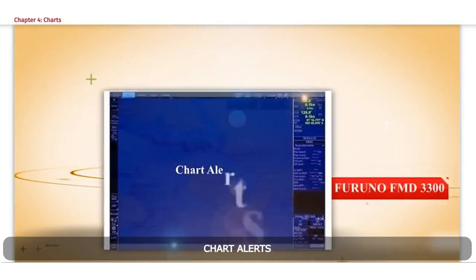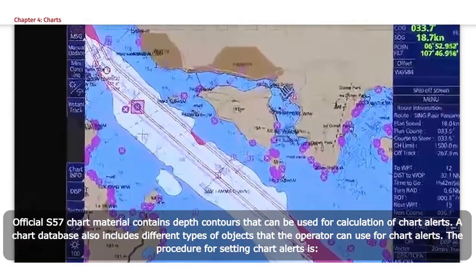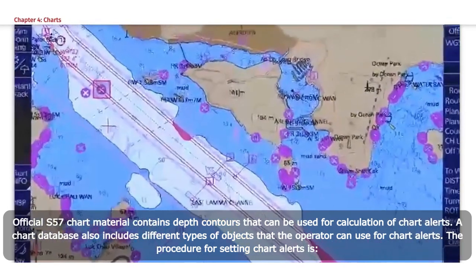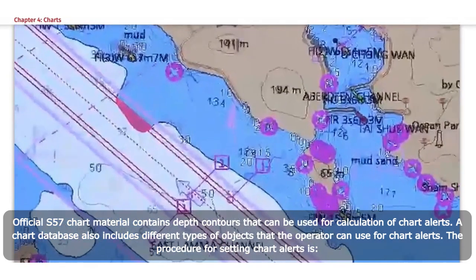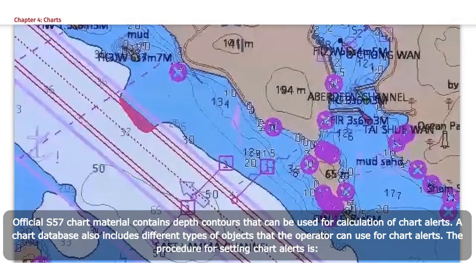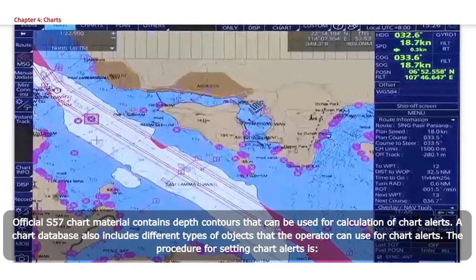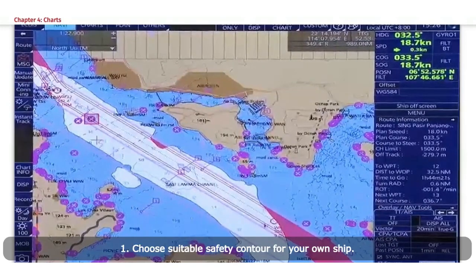Chart alerts. Official S57 chart material contains depth contours that can be used for calculation of chart alerts. A chart database also includes different types of objects that the operator can use for chart alerts. The procedure for setting chart alerts is: 1. Choose suitable safety contour for your own ship.